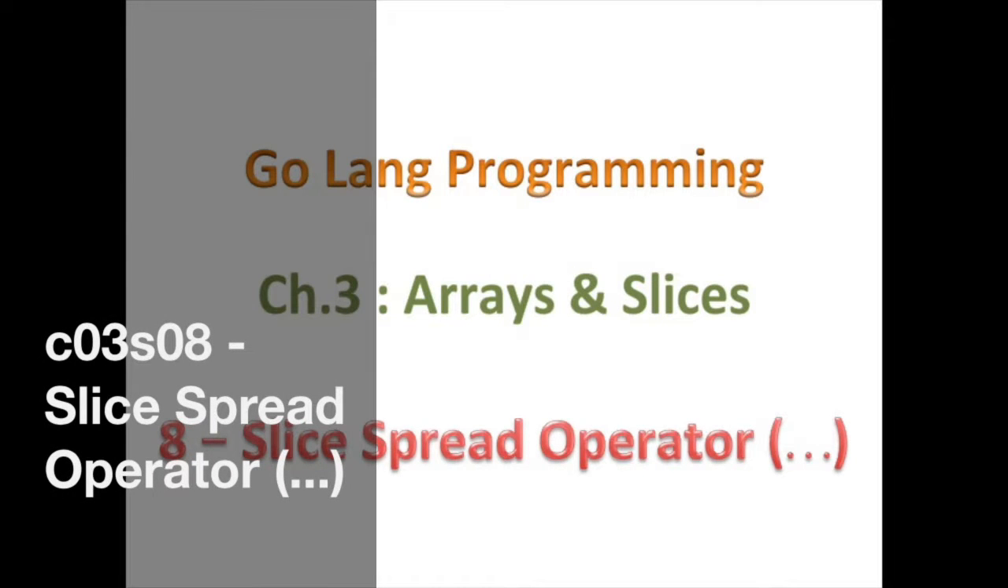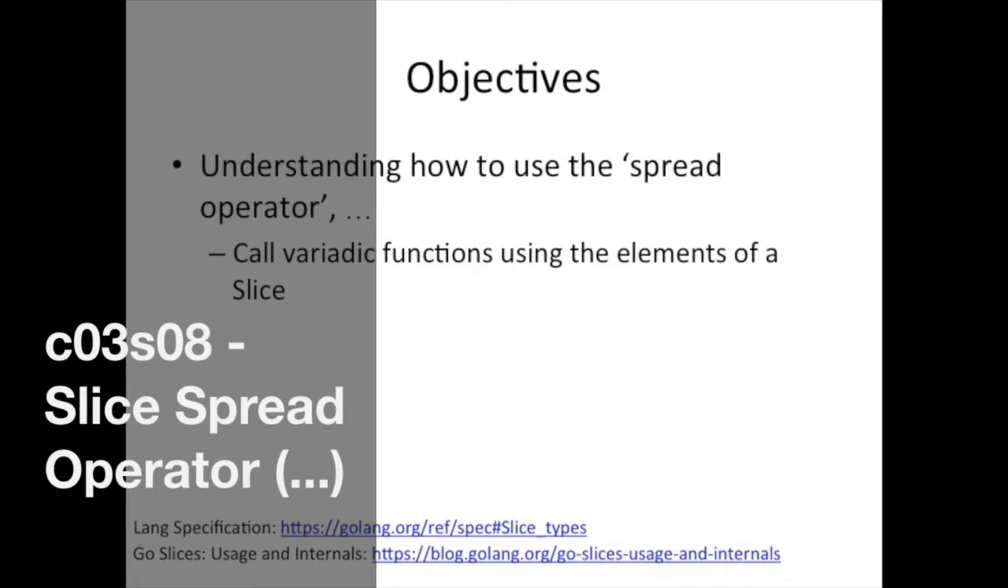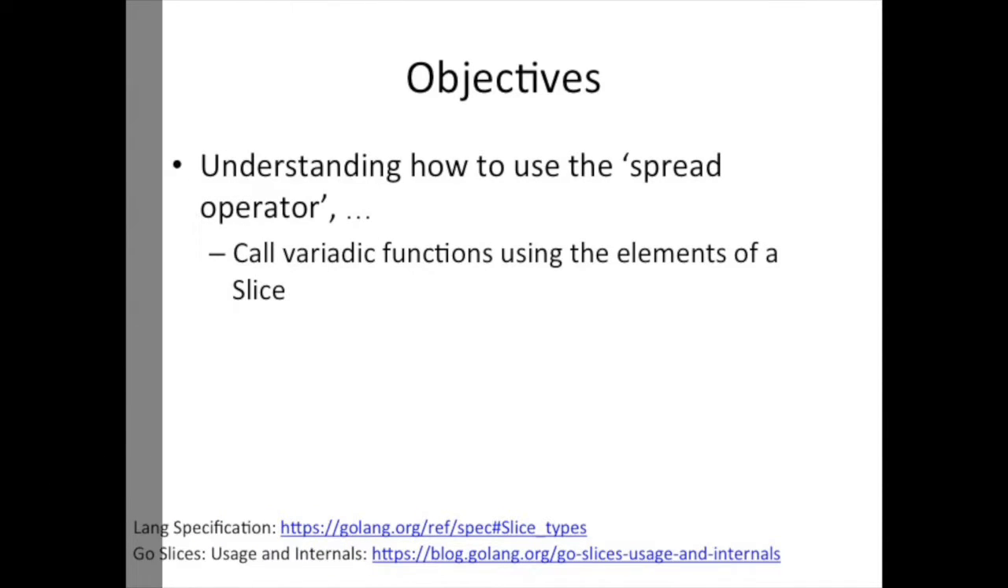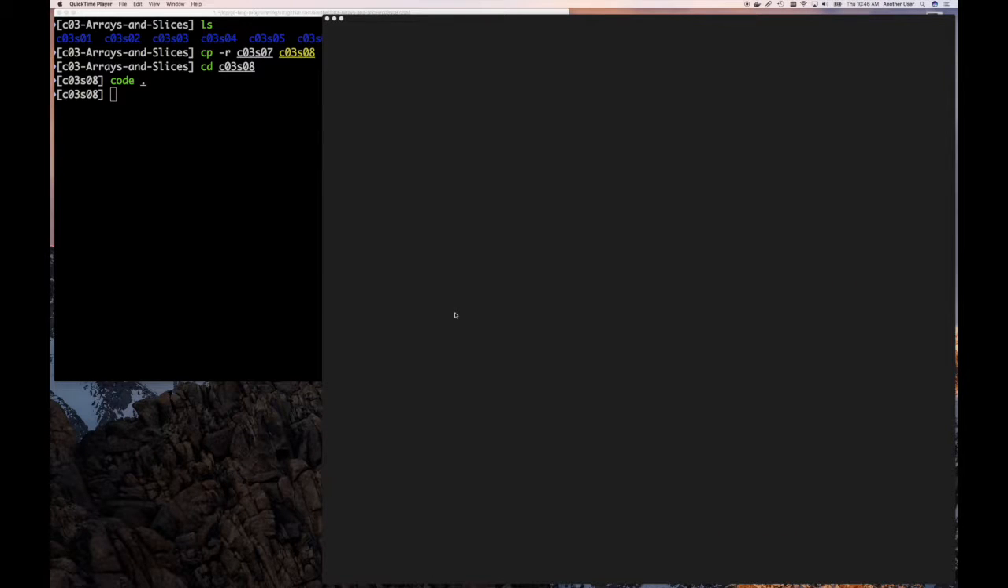Today we're going to be talking about the spread operator in the Go programming language and how we can use it with our slices. So let's jump in and take a look. We're going to be looking at the spread operator. Honestly, if you look for spread operator in the Go specification, you're not going to see it say spread operator. But if you look online, that's what everyone seems to be calling it. And once you see how it's used, I think you'll agree that spread is a good name for it. So let's start by looking at the code.